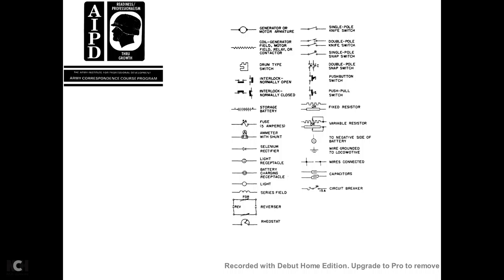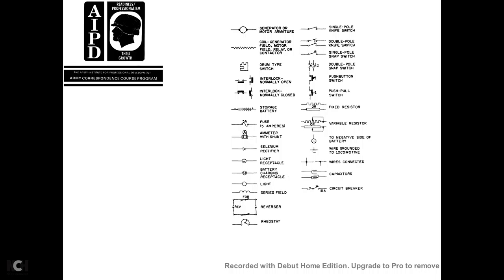Series fields are drawn as humps or coil fields. The reverser shows reverse and forward, and reverse parallel track. The rheostat is an arc with a parallel switch in the middle. A single pole knife switch is a line with a cross line, like a door hinge. The double pole knife switch is a double door hinge.